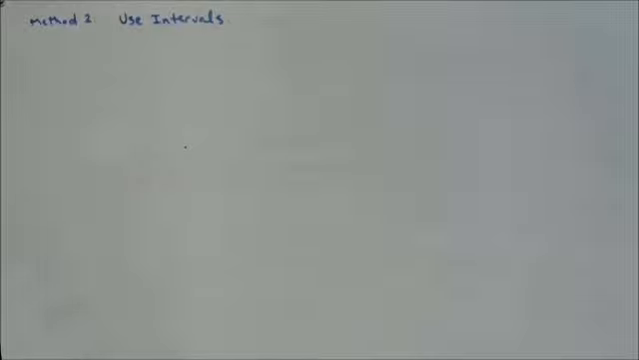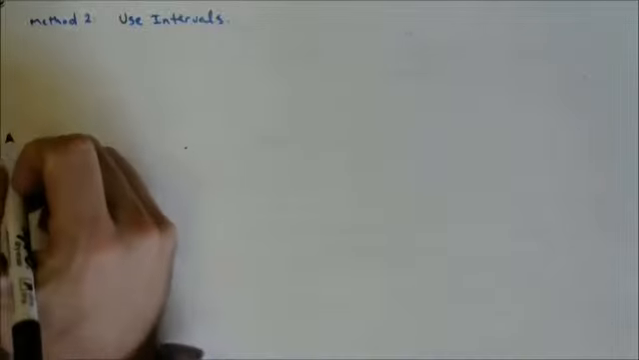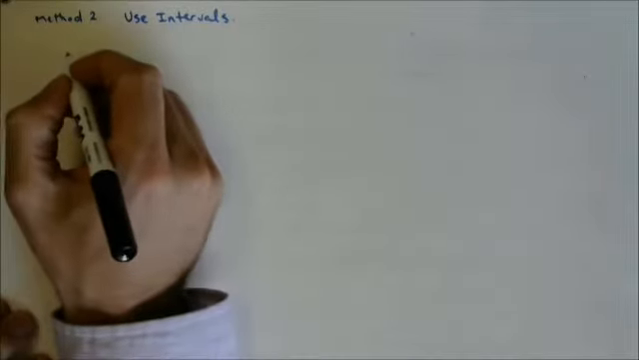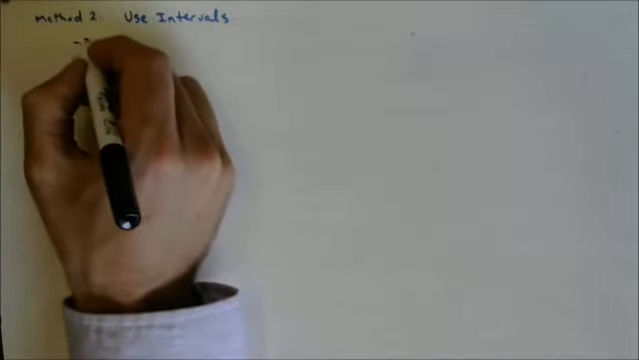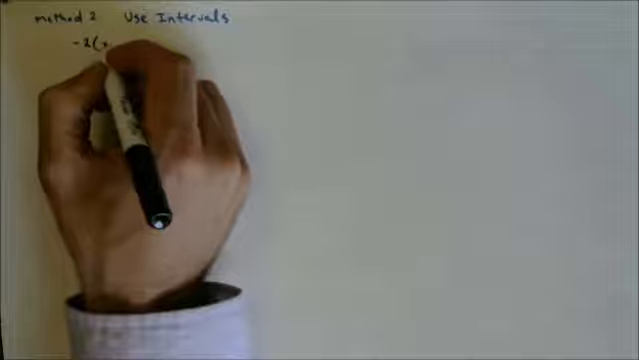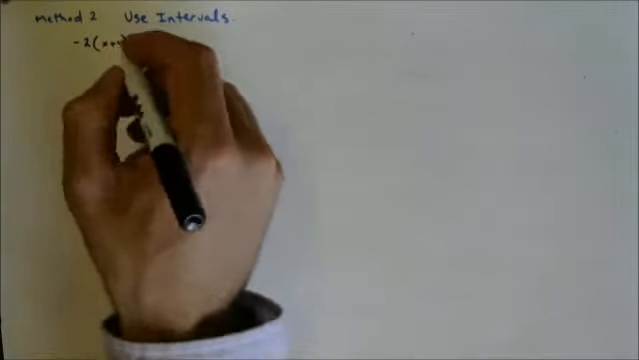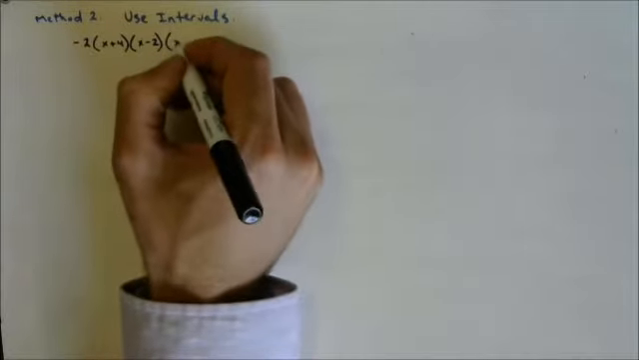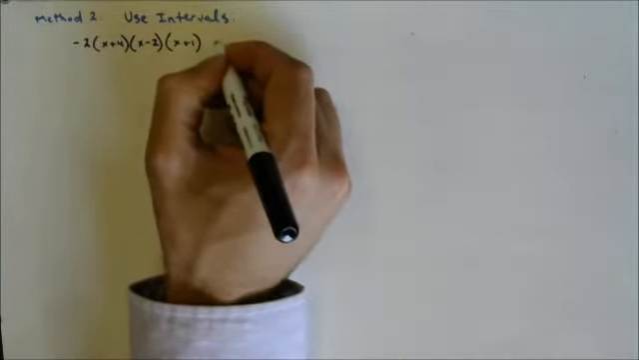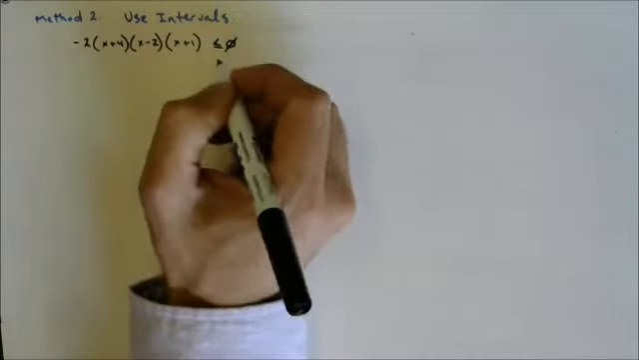Okay, for example 2b, we're going to do the exact same problem, but this time we're going to use the second method, which is using intervals. We've already factored it in method 1, so I'm just going to write the factorization of this inequality. We've got -2 times x plus 4 times x minus 2 times x plus 1 is less than or equal to 0.